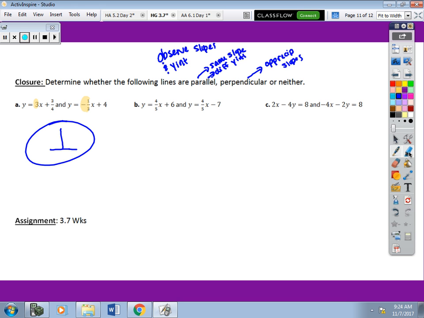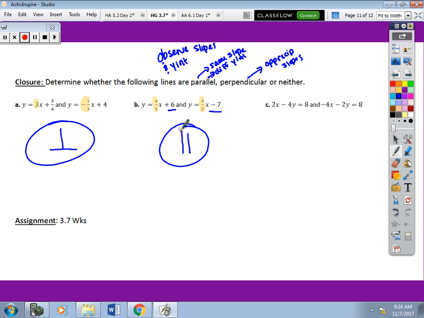Example B is also easy because this is already in slope-intercept form. So we observe the slopes, same slope, 4/5, 4/5. So right now they appear to be parallel. Let's check, are the y-intercepts different? Yes, they are. So these lines would be parallel. If you want, the symbol for that is just 2 bars going up and down, or you can write out the word parallel.